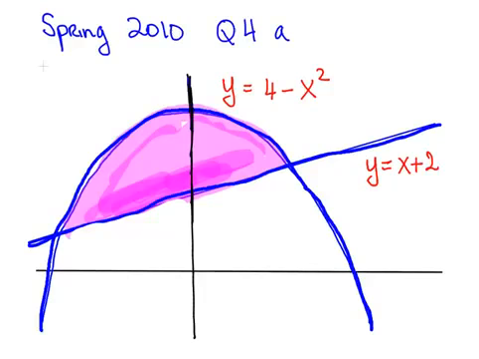Okay, in this presentation we're going to look at the spring 2010 paper, Question 4a. We have to compute the area bound by the quadratic expression y equals 4 minus x squared and the line y equals x plus 2.